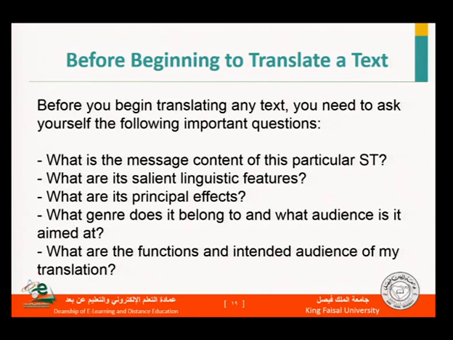Some effects that the writer or the originator or the author of the text has put, that impact on people when he authored or said that text. So if you know that, you can think of how to render that, or to transfer that to the other language. Okay, what genre does it belong to? That's genre or text type. What does this belong to? And what audience? We're talking about the readership.